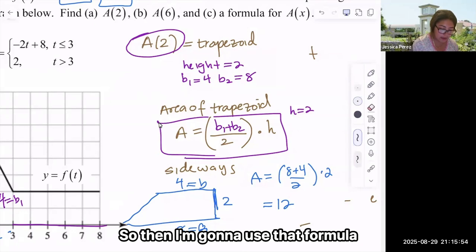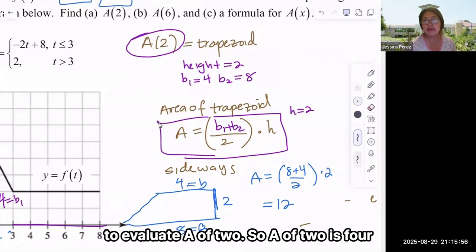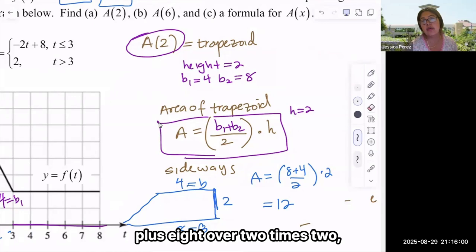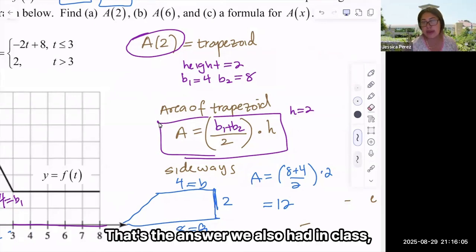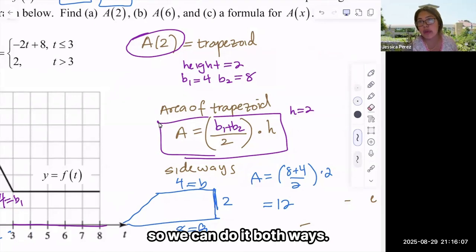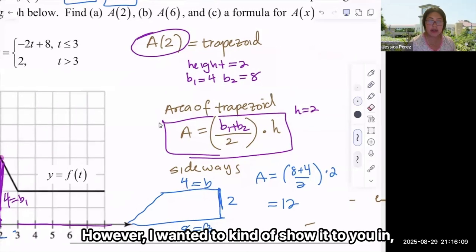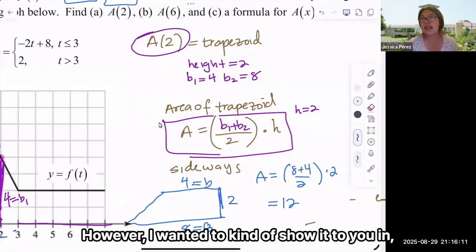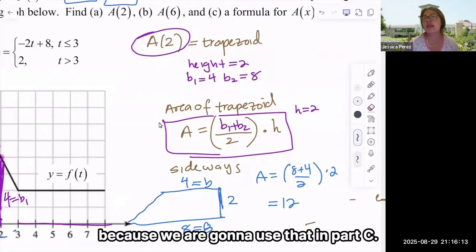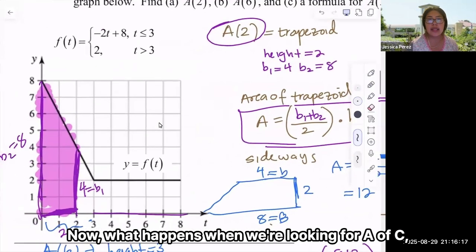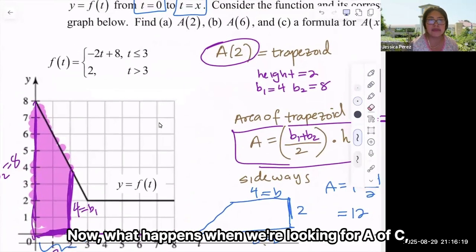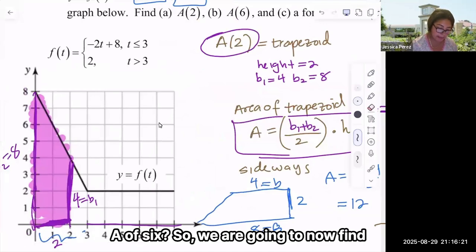Then I'm going to use that formula to evaluate A of 2. So A of 2 is 4 plus 8 over 2 times 2. That is equal to 12. That's the answer we also had in class, so we could do it both ways. However, I wanted to show it to you in a better format because we're going to use that in part C.